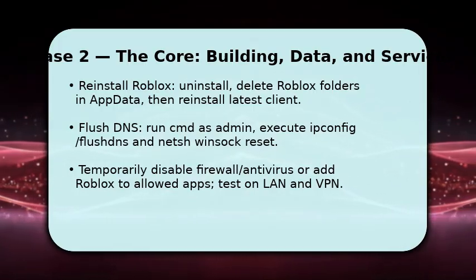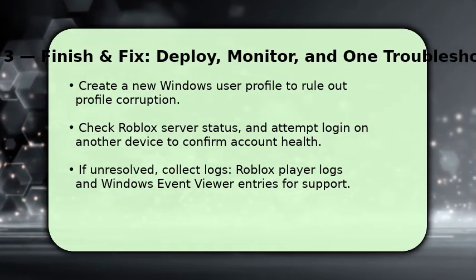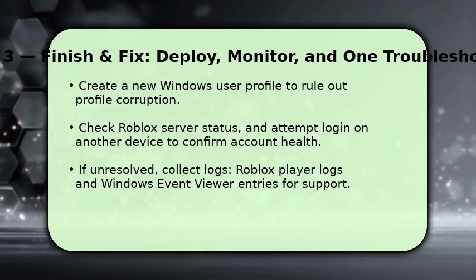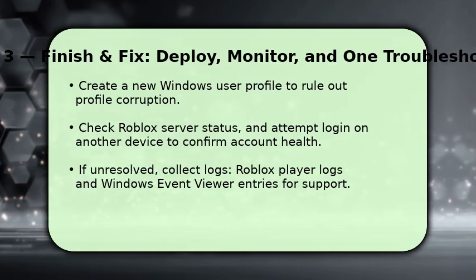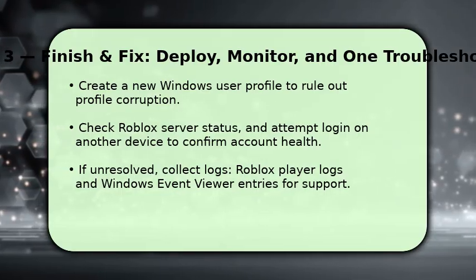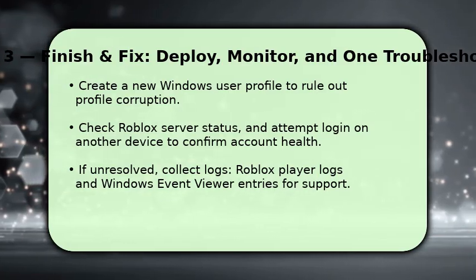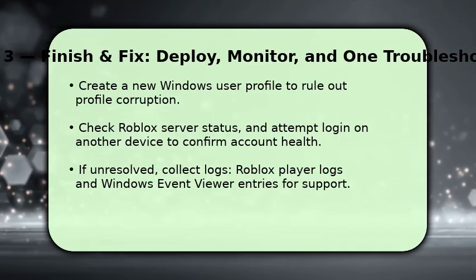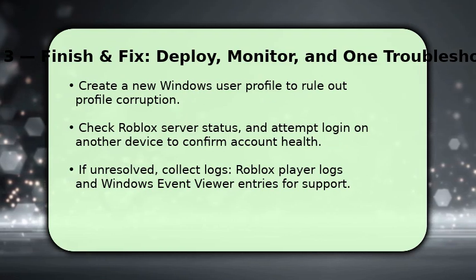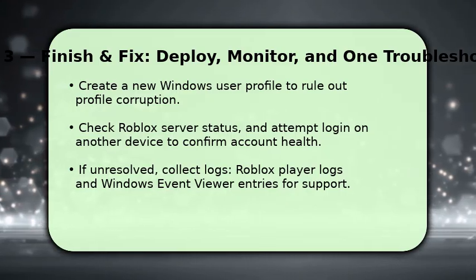Also test connecting via a different network. You finish by isolating user level and account factors. Create a fresh Windows user profile and try Roblox there to rule out profile corruption. Once done, verify Roblox server status and sign in from another device so you know whether the issue is local or account-related. If the error remains, collect diagnostics, Roblox player logs and Windows event viewer entries, then contact Roblox support with those logs. One key tip: if nothing changes, test with a mobile hotspot. That quickly reveals ISP or router problems.